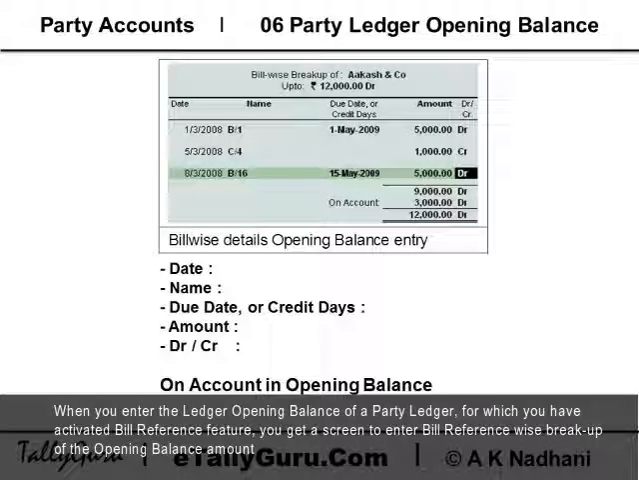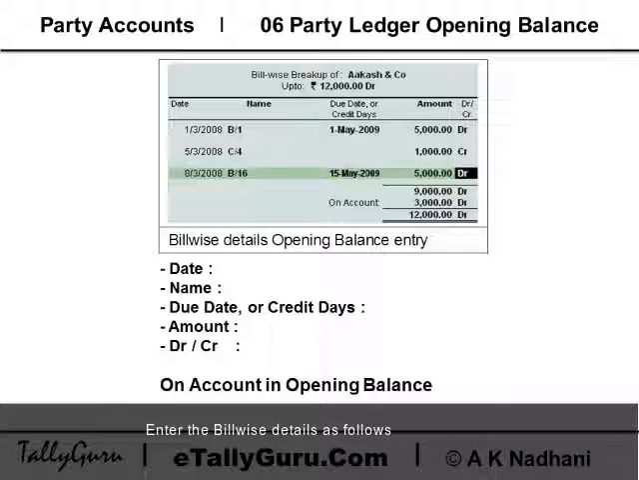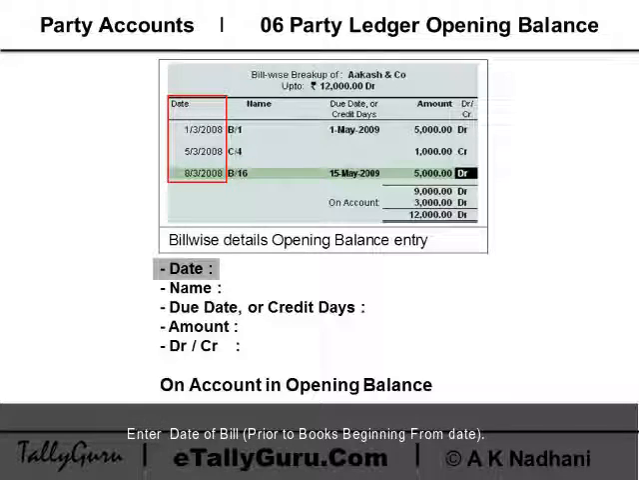Party ledger opening balance. When you enter the ledger opening balance of a party ledger for which you have activated bill reference features, you get a screen to enter bill reference wise breakup of the opening balance amount. Enter the bill wise details as follows. Date. Enter the date of bill prior to books beginning from date.